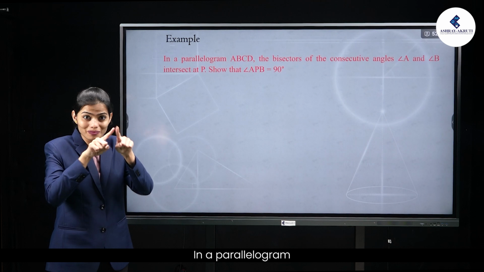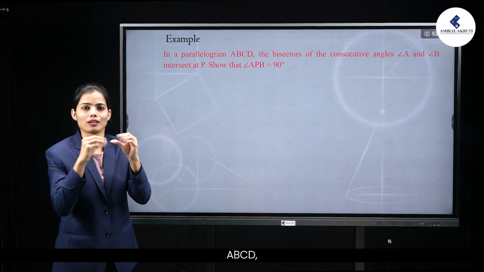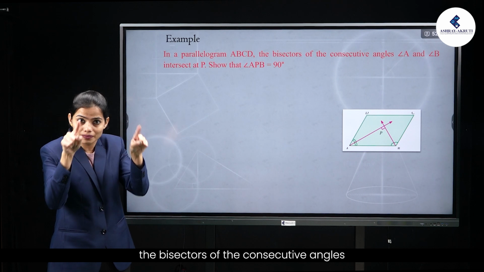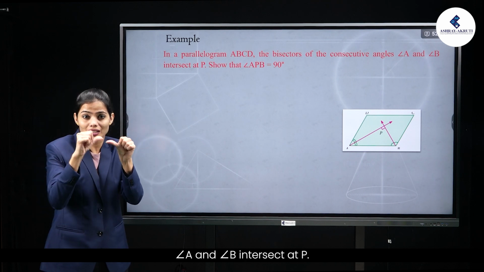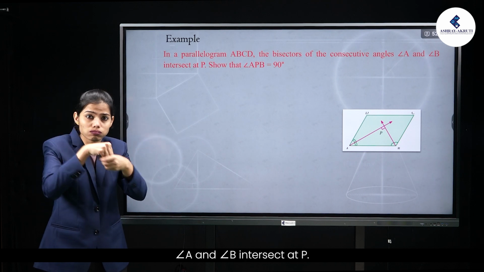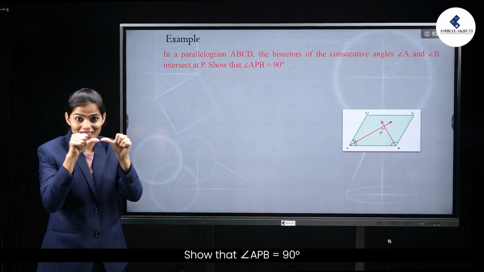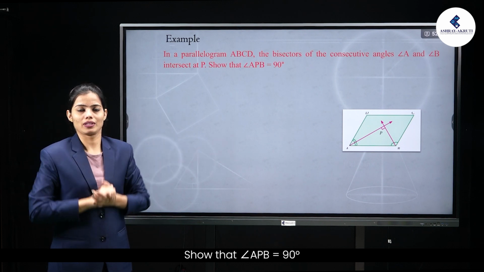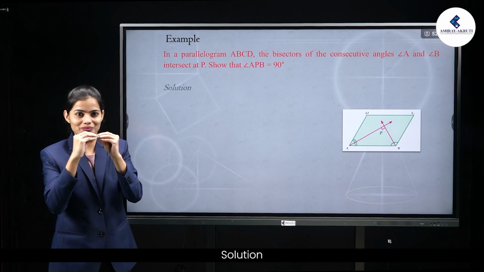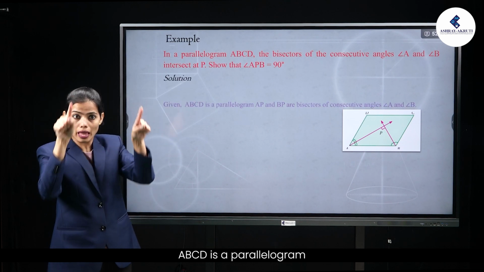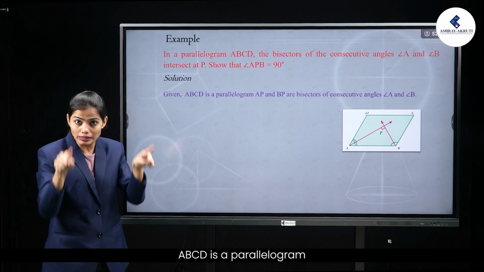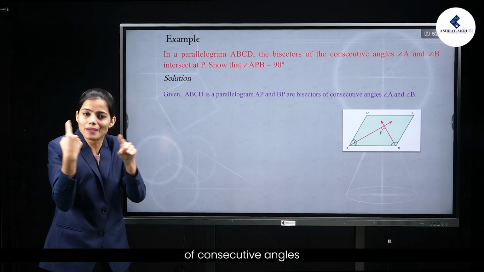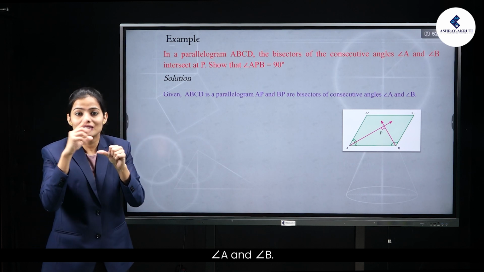In a parallelogram ABCD, the bisectors of the consecutive angles, angle A and angle B, intersect at P. Show that angle APB is equal to 90 degrees. Solution. ABCD is a parallelogram. AP and BP are bisectors of consecutive angles, angle A and angle B.